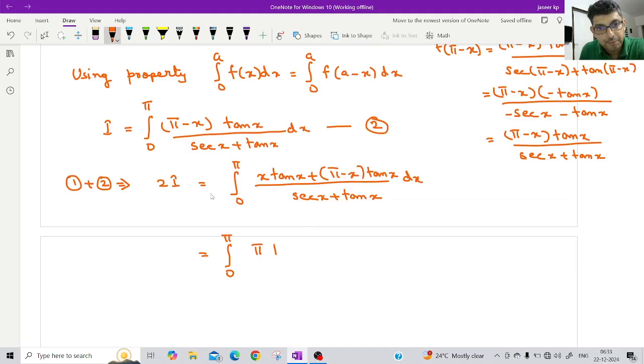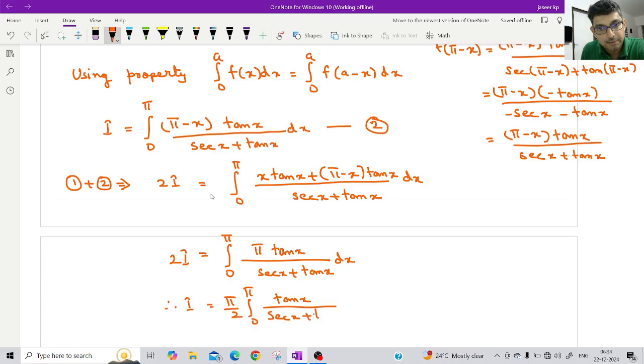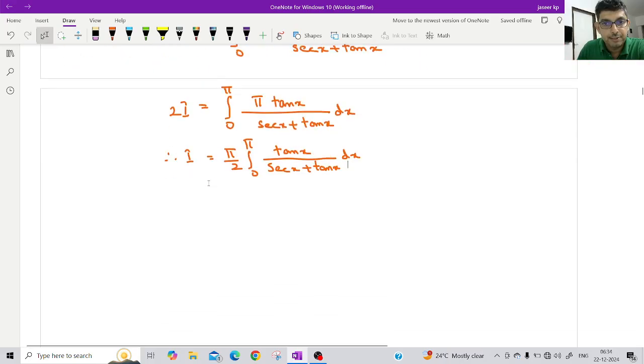tan x divided by secant x plus tan x dx. So this is equals to 2i. So therefore I is equals to pi by 2, 0 to pi tan x divided by secant x plus tan x dx. Now we have to integrate this one.